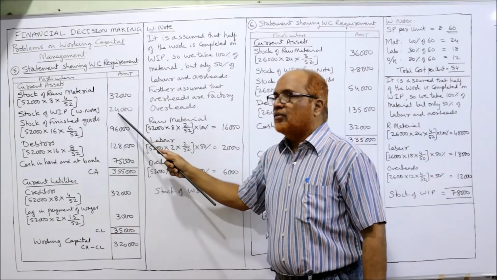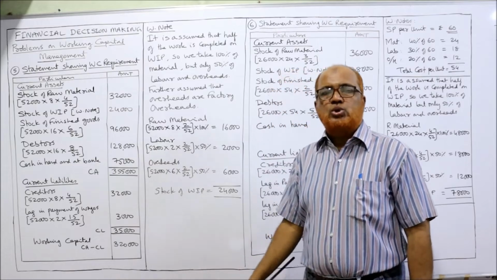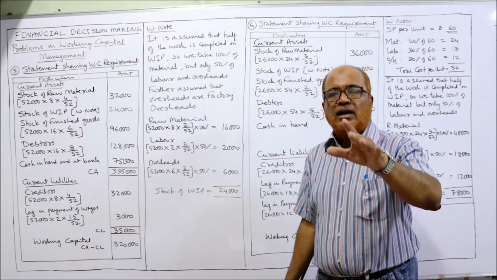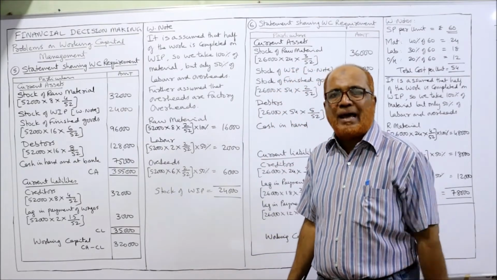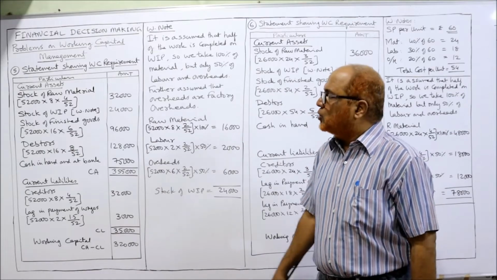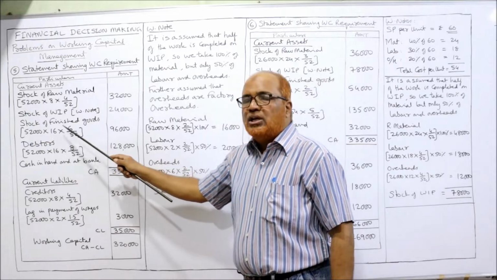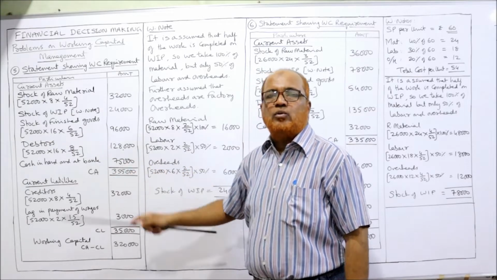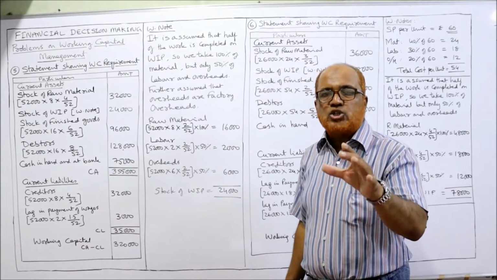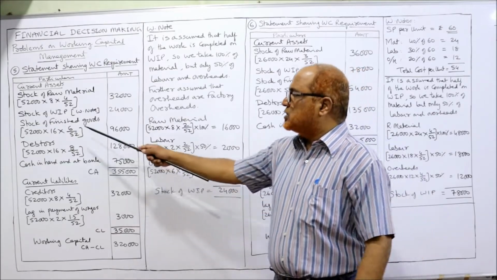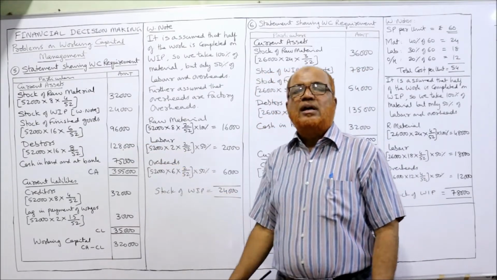Stock of WIP 24,000. Stock of finished goods. Finished goods means raw material, labor, overhead, everything is applied. So we take the total cost. Total cost per unit is 16. So 52,000 into 16 into 6 weeks, 6 by 52. The period of finished goods stock is 6 weeks. So 6 by 52, 96,000.